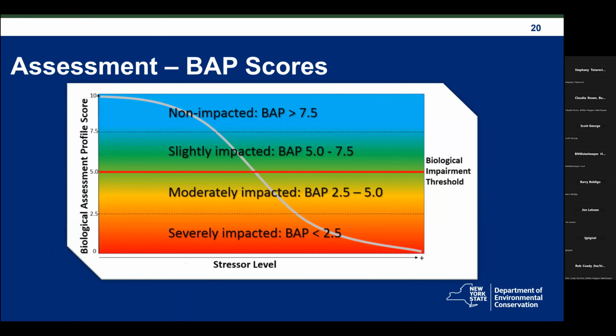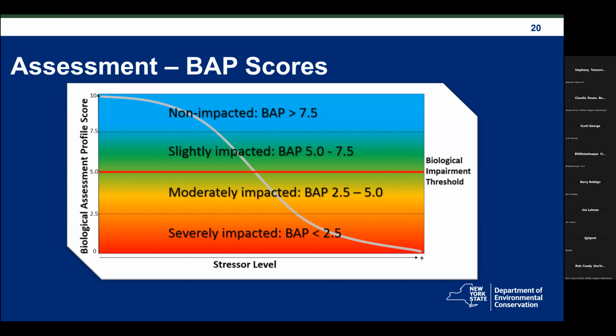So here's some background on how a macroinvertebrate community is measured. The composition of a macroinvertebrate community is determined by calculating the biological assessment profile. The level of impact to the community is determined by individual community metrics, such as species richness and abundance, percent tolerant organisms, and percent intolerant organisms, and these metrics are averaged and combined to create a BAP score.